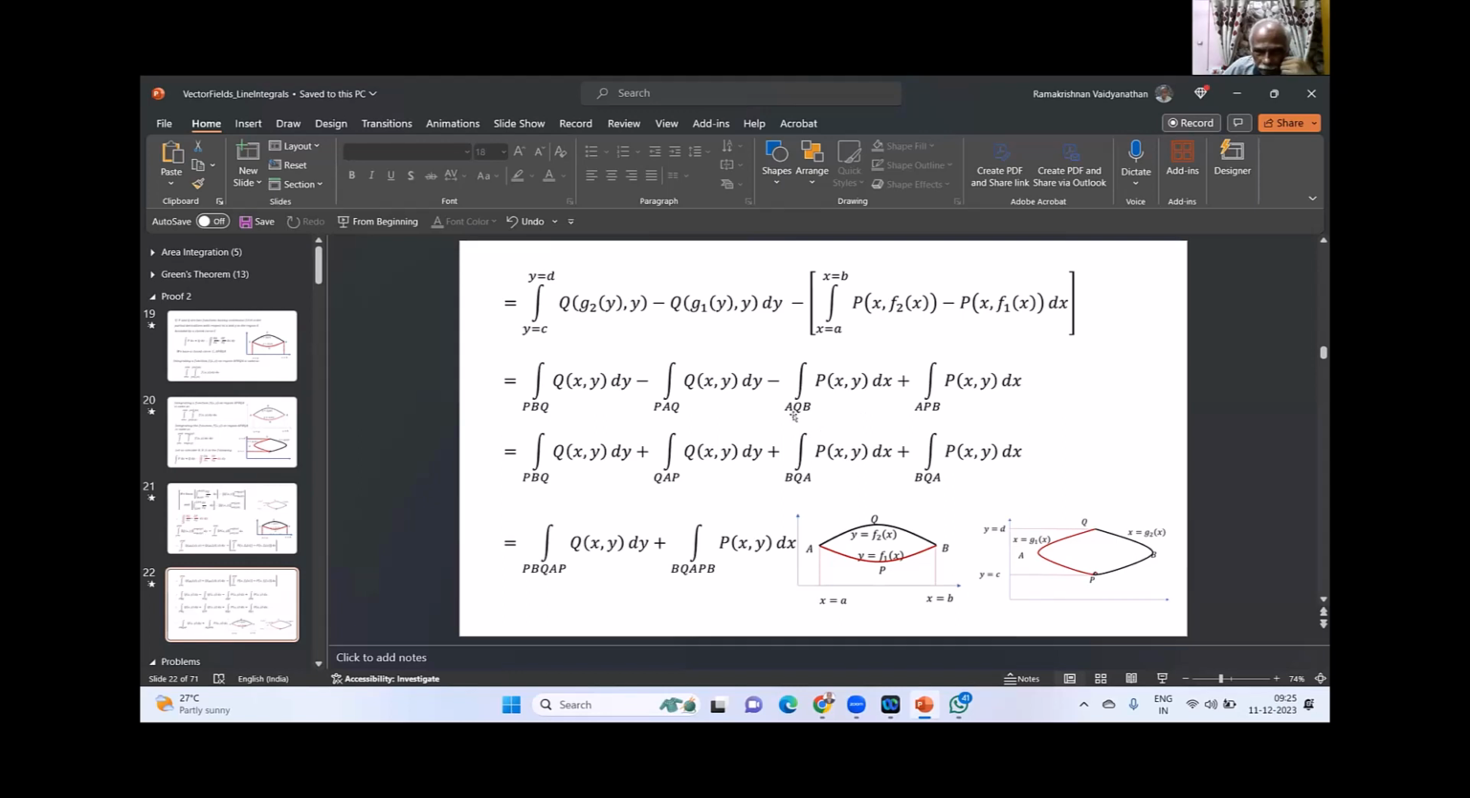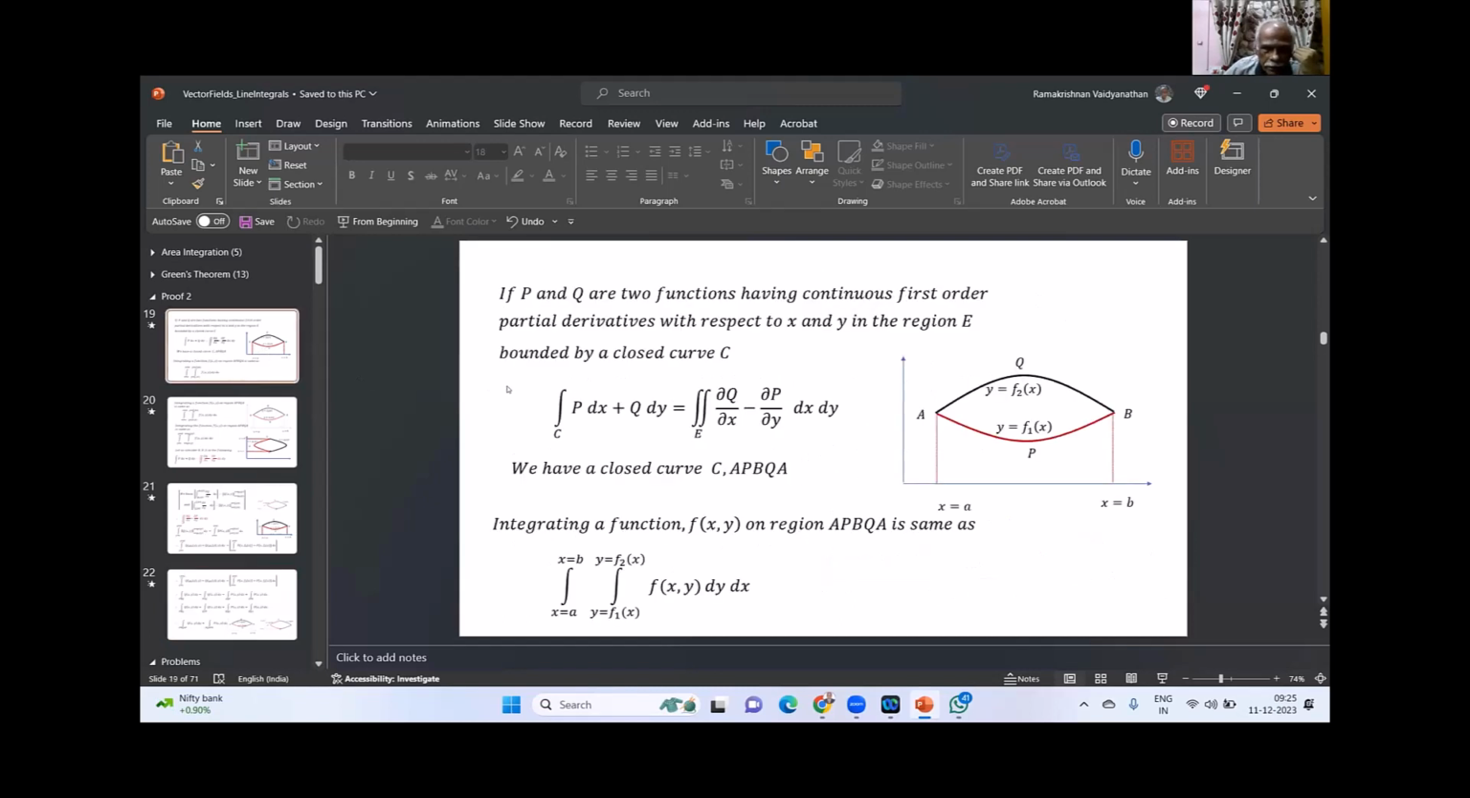Understood? Here again I put AQ. Please note the area should always go from left to right, anti-clockwise. PBQAP, PBQAP. This is the direction. That is why I changed the sign here. Here again, minus. F2, where is F2 here? F2 is here. Therefore, it should be BQA. It was AQB, and therefore I have changed it to BQA. This is nothing but the proof I explained on the very first day.